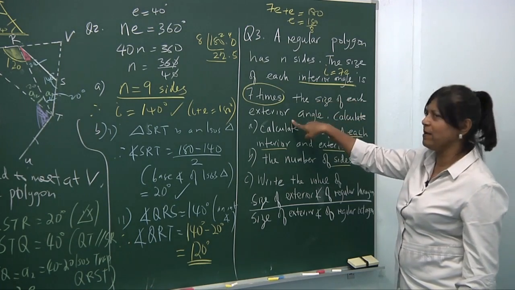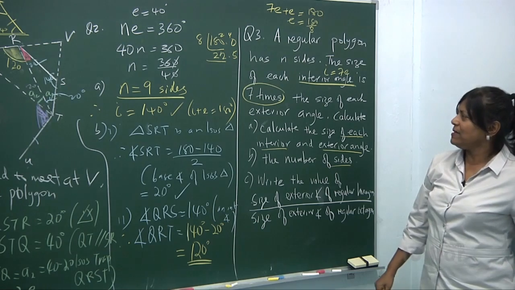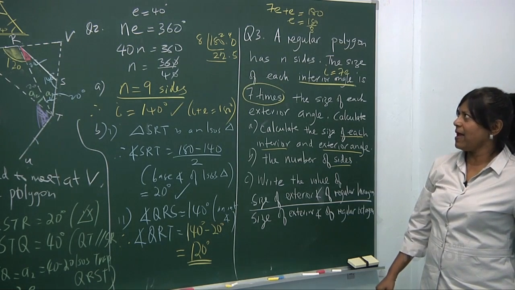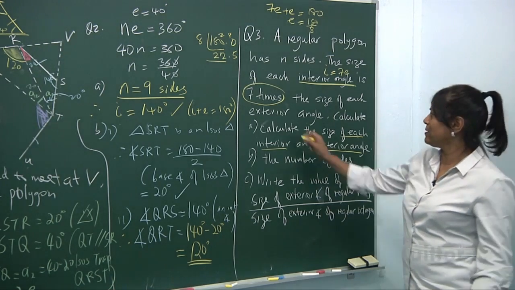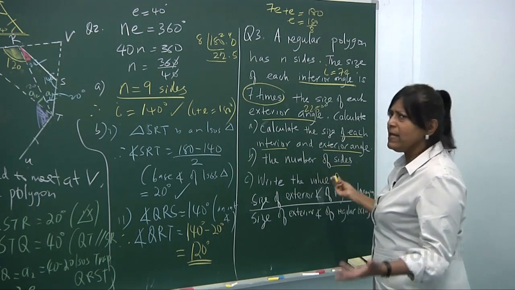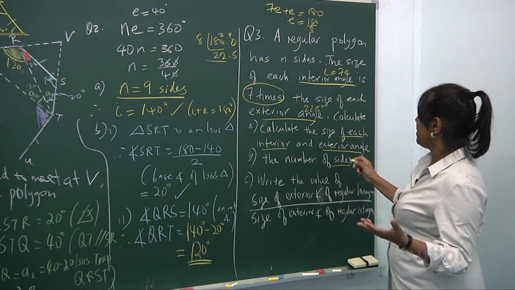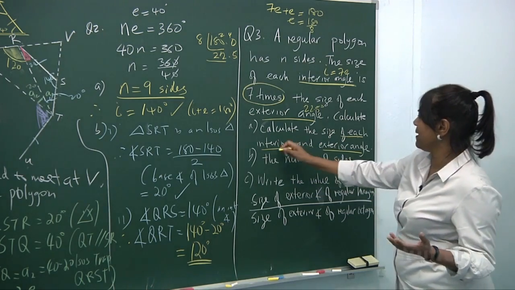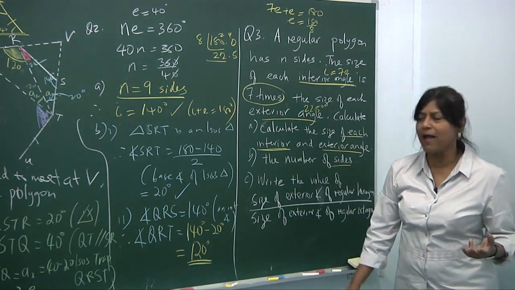All right, because they said the interior is 7 times the exterior angle. Let the exterior angle be E, 7E plus E is 180 degrees. Divide it by 8 and you get that answer staring at your face. So the exterior angle is 22.5 degrees. What will the interior angle be? The interior angle will be 180 minus 22.5.